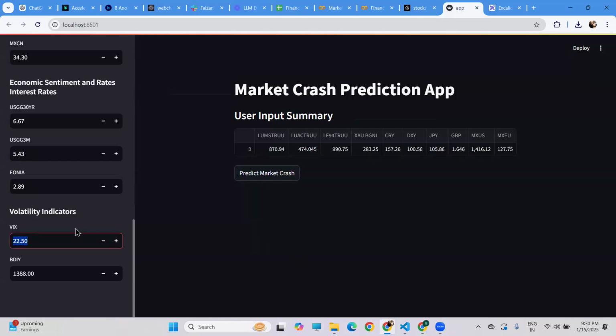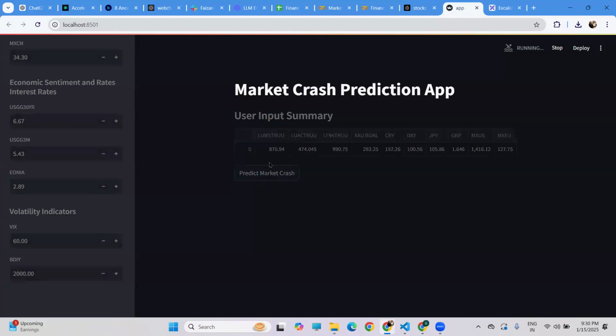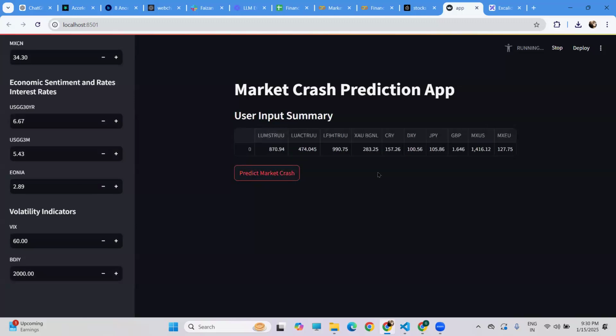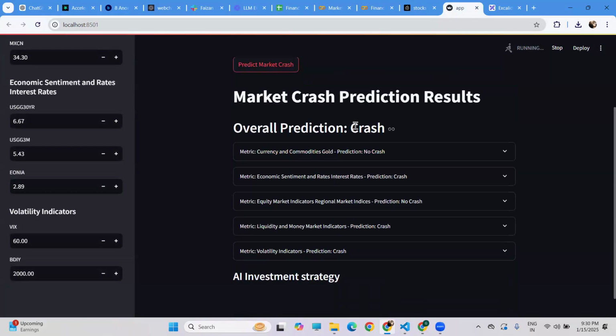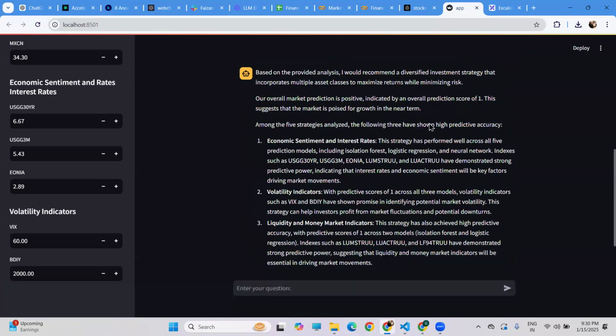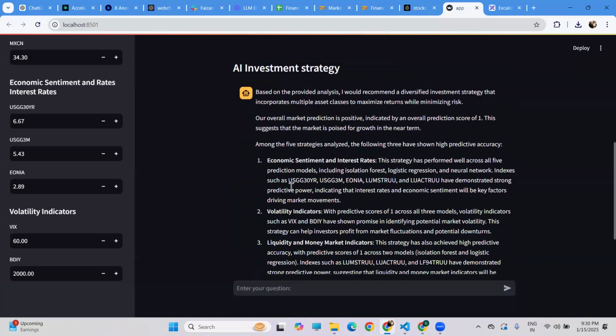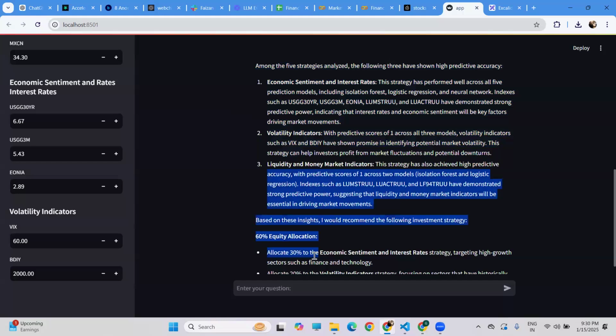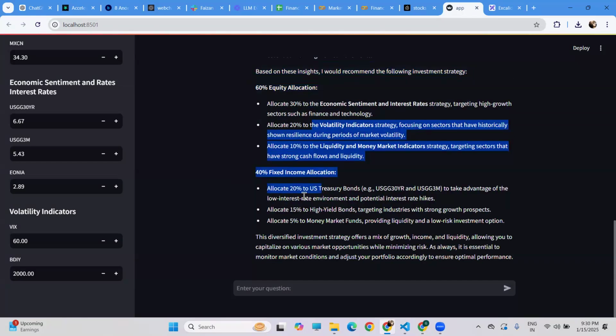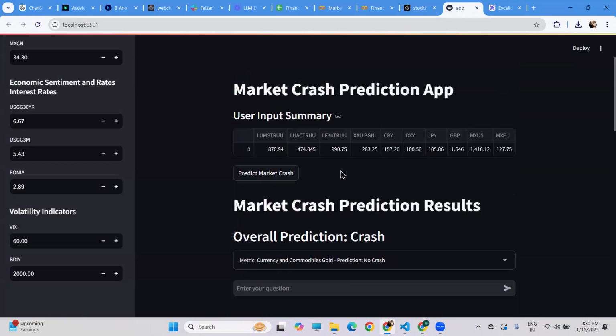Let me try some different parameters to see the crash scenario. Mostly when VIX is more than 30, the market is going to crash. I'll put it as 60, and let me put this one as 2000. Predict market crashes. Okay, as you can see, the overall prediction is crash, and it's also giving me some specific advice for my market investment strategies. So that's it from my side. Thank you so much for watching.